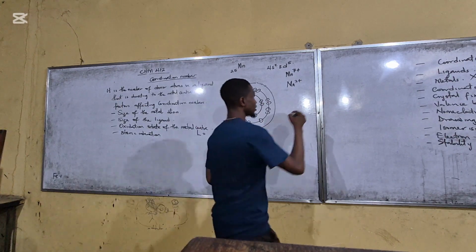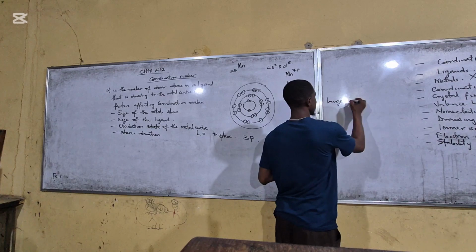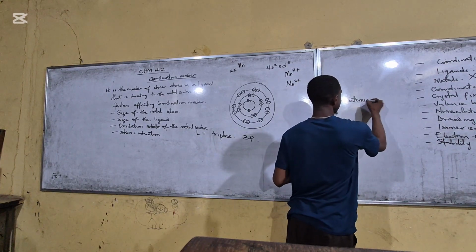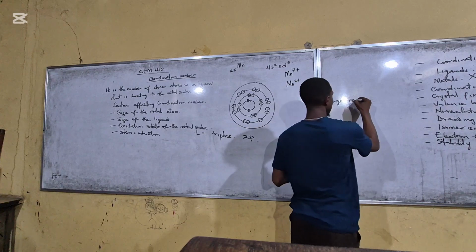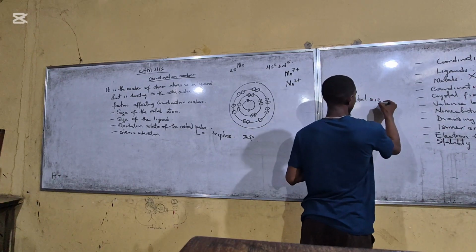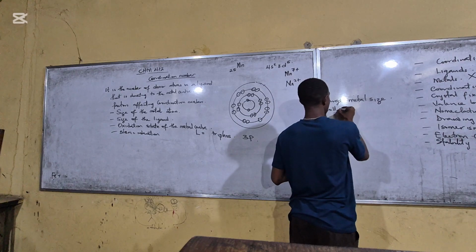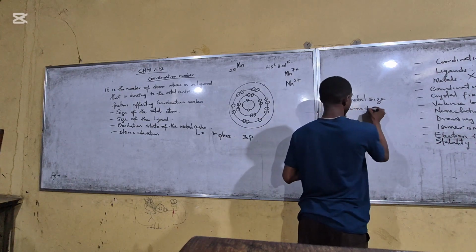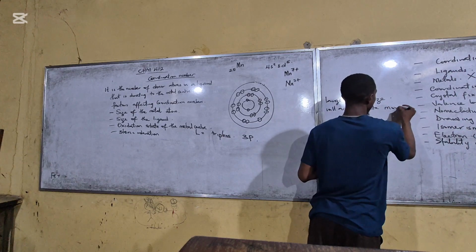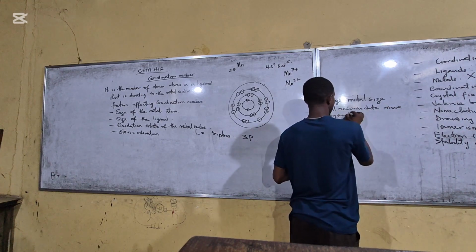So basically, I'm trying to tell you now that a large atomic size, or let's say a large metal size, will accommodate more ligands, leading to what?